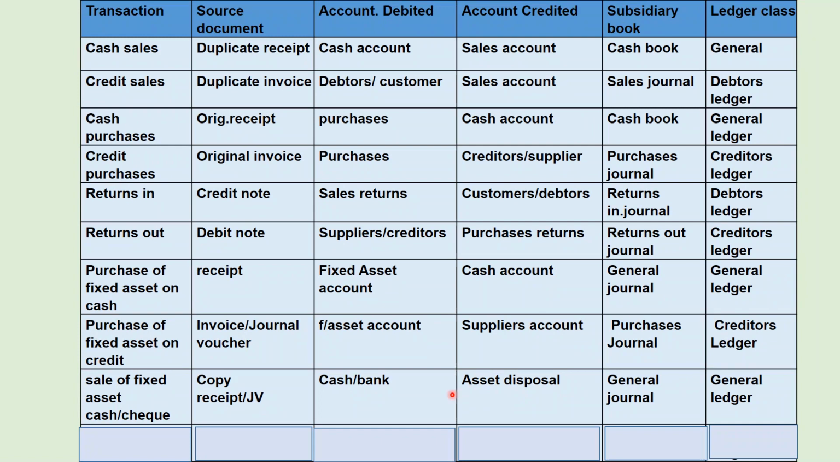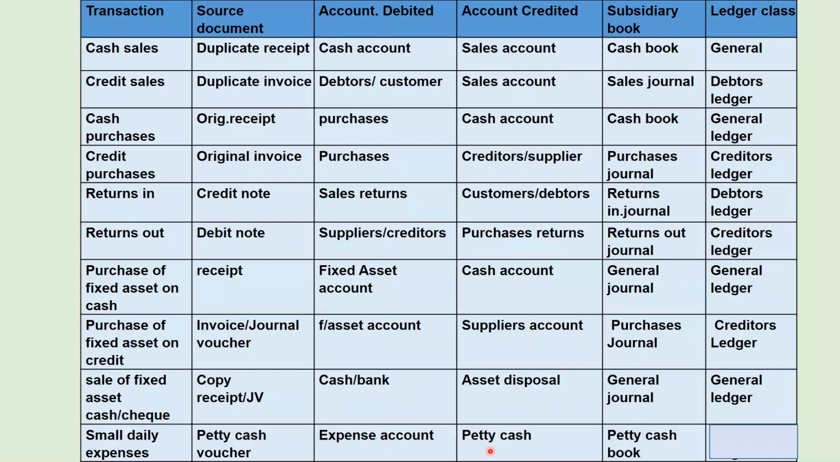Finally, this one is important as compared maybe to these ones which involve fixed assets, as we are going to deal with it next. So this is small daily expenses. Okay, you want to buy a pen for office use, so you get 2 kwacha, you buy a pen. The source document is what is called a petty cash voucher. For these ones, we record all the expenses in a petty cash voucher. The account to be debited is the expense account, okay, and the account to be credited is the petty cash. The subsidiary book is the petty cash book, and the ledger class is the general ledger.